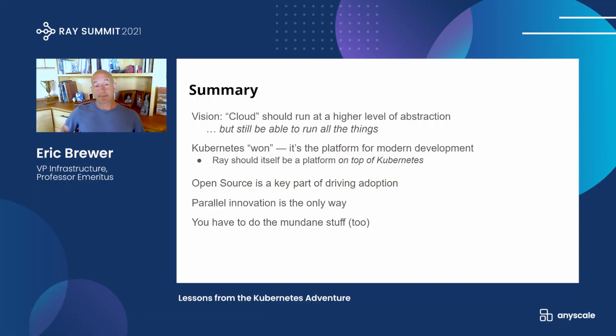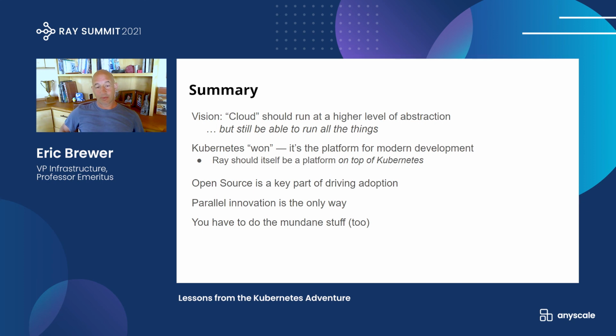So to wrap up, Kubernetes has been a tremendous journey for me personally and for Google. The vision is pretty simple. We're building a new kind of cloud that runs at a higher level of abstraction, not machines and disks, but actually services and APIs. And yet we want it to run all the things. So Kubernetes in particular is a platform for all the platforms. It's also worth pointing out at this point that Kubernetes won. I think there's no debate that it is the platform for modern development.